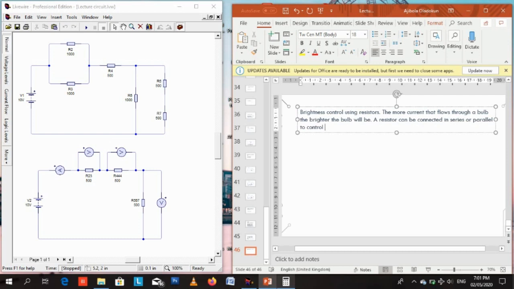If you allow more current to flow through the bulb, it will get brighter. If you reduce the current flowing through the bulb, the bulb will get dimmer. So you can connect a resistor in series or in parallel with a bulb or an LED in order to make it brighter or dimmer.